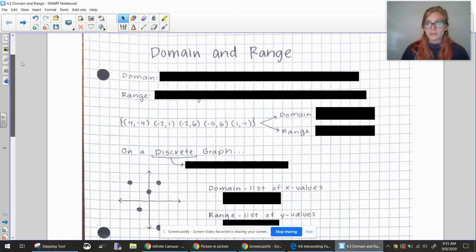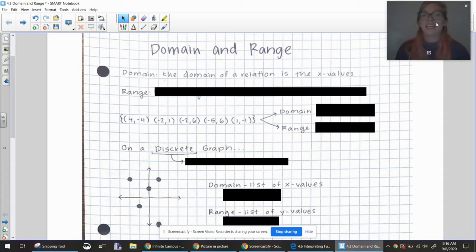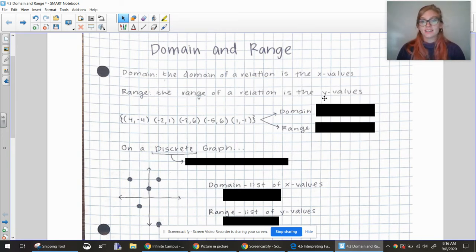So let's start by talking about what domain and range actually are. They are big words that mean very simple things. Domain is all of the x values of a function or a graph. So any x coordinates on a graph is the domain, and likewise, any y coordinates of a relation are the range. So domain is the x coordinates, range is the y coordinates.